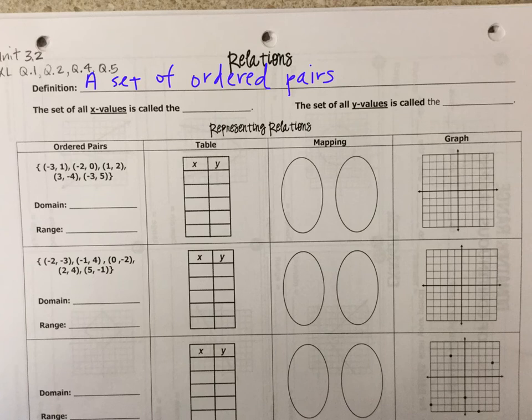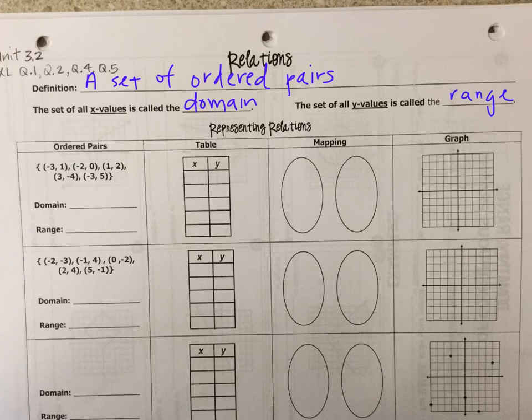I'm going to show you all the different ways that we can write relations. So, we talked about this yesterday. The set of x values is the domain, and the set of y values is the range.